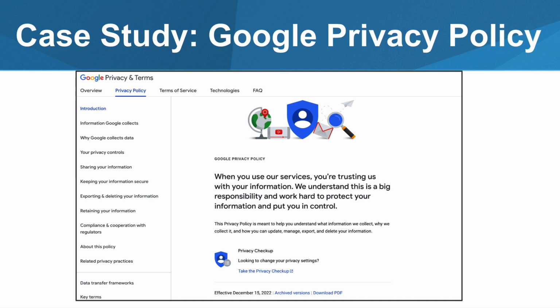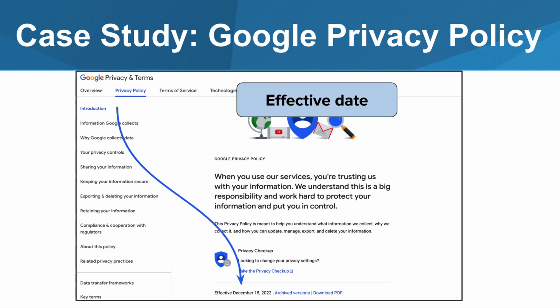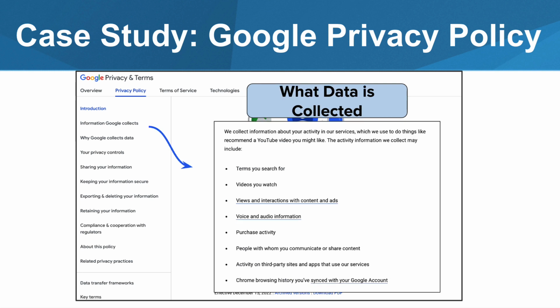So let's look again at Google as a case study. Like the terms of service, Google's privacy policy is well organized. The first thing we can note is the effective date. As with the terms of service, these may not be the most up-to-date version of Google's privacy policy, but we can see that this particular version went into effect at the end of 2022. To find out what data is collected, Google makes this easy by creating a section called Information Google Collects.